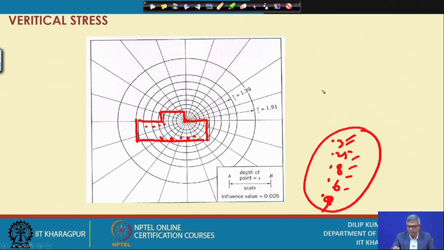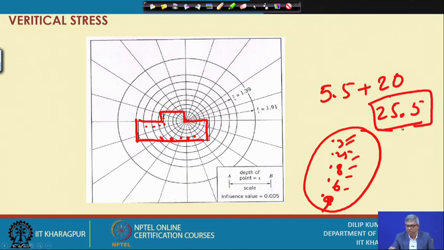This may ultimately be 5.5 blocks again, and there may be another whole 20 blocks. So that means you have maybe 25.5 blocks total covered by this foundation. Then, if this is obtained, I know the influence value, which is written in this chart.